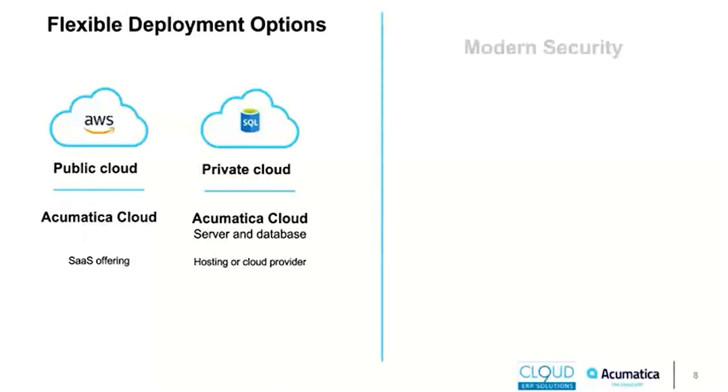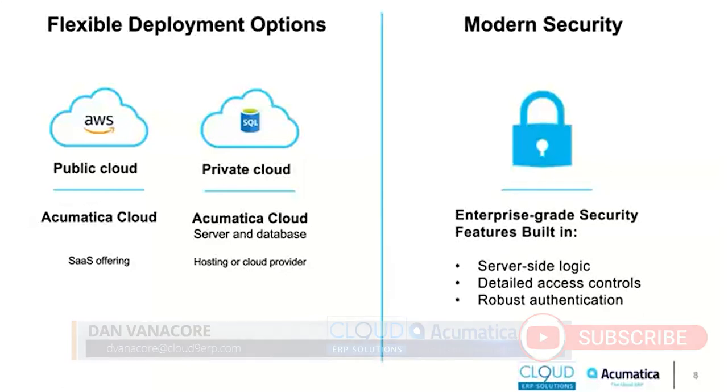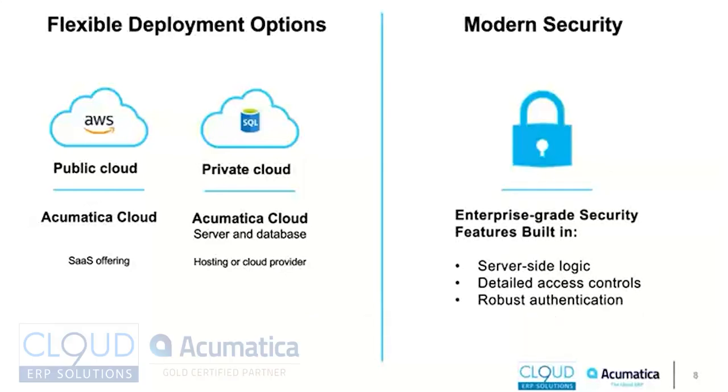Flexible deployment options. Acumatica makes it available either in a public cloud as well as private cloud using Amazon Web Services, with modern built-in security to make sure that your data is secure, with server-side logic, detailed access controls, and authentication. So it is a modern technology-built software that can provide all the benefits that you need from protection and security across all the different types of deployment options that we offer.